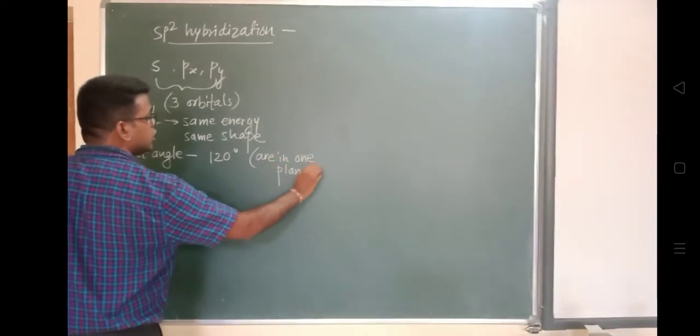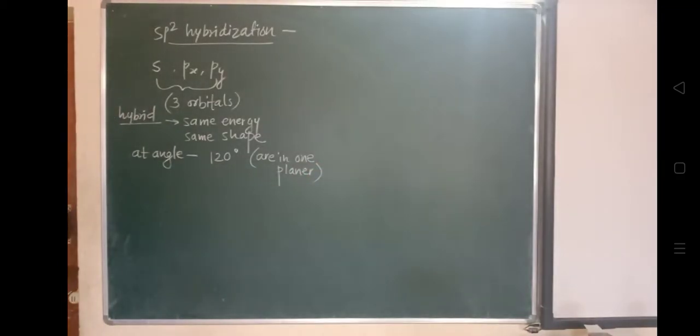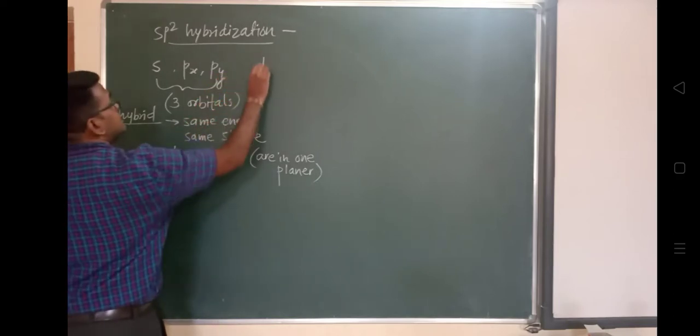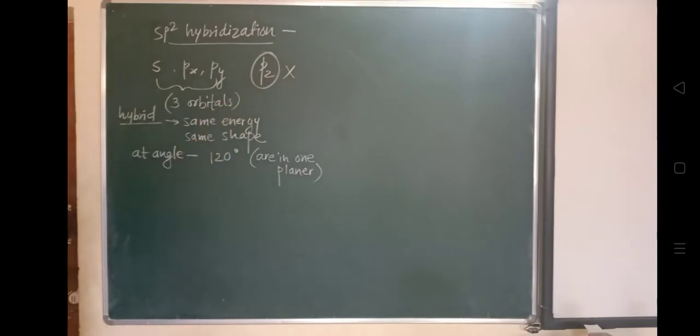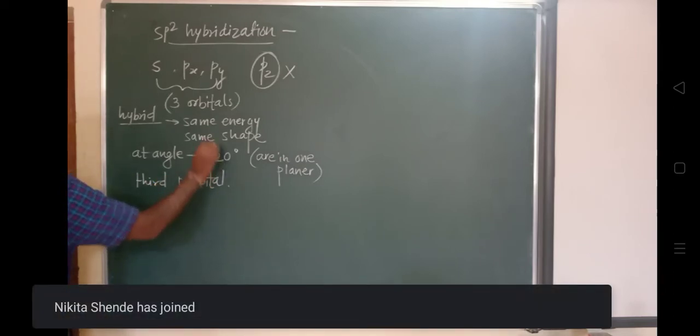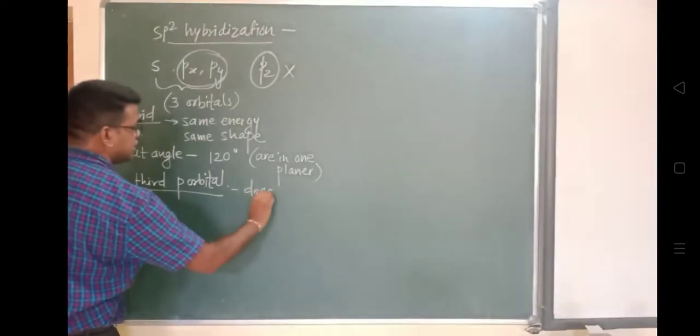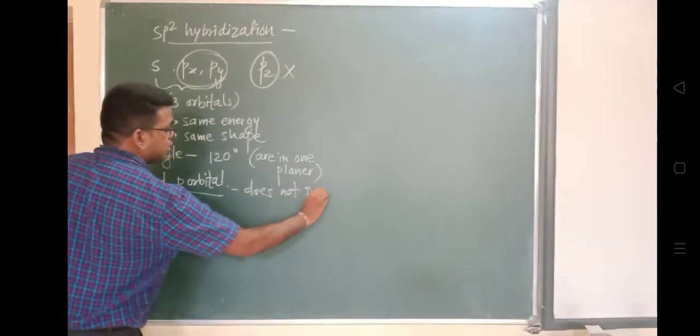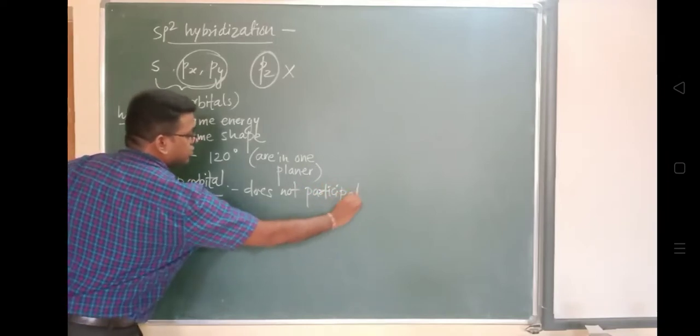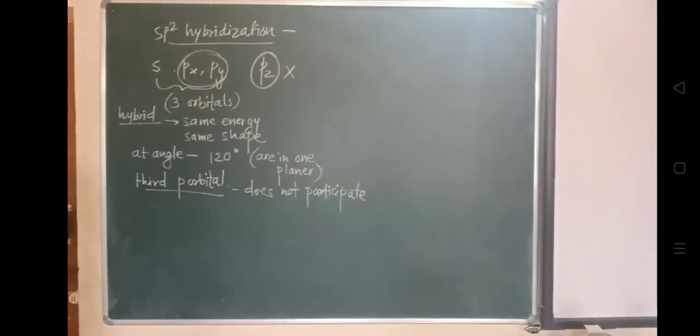The third orbital does not participate in hybridization. You can see here the pz, which is not taking part. Only two p orbitals will take part in hybridization. The third p orbital does not participate in the formation of hybrid orbitals. For hybridization only two p orbitals take part. So this is about sp2 hybridization in general.